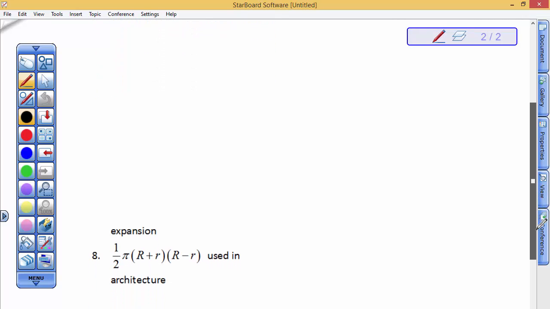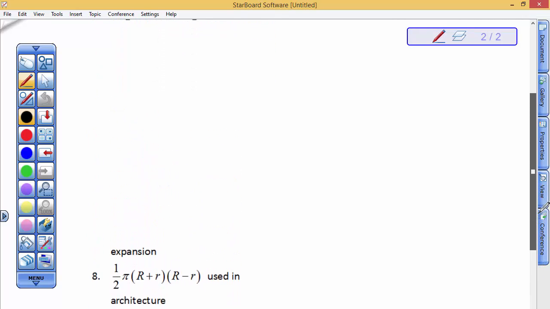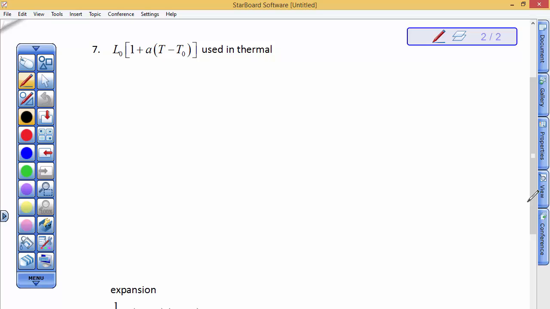I'm only gonna go to number 8, but if I have the answer to number 7 in my notes, I will give that to you, and that turns out to be L sub naught plus L sub naught times A times capital T minus A L sub naught times T sub naught.